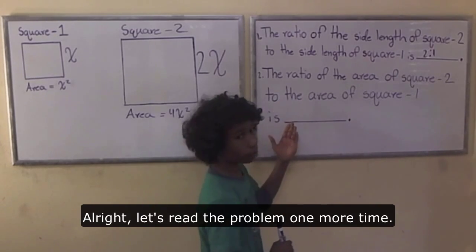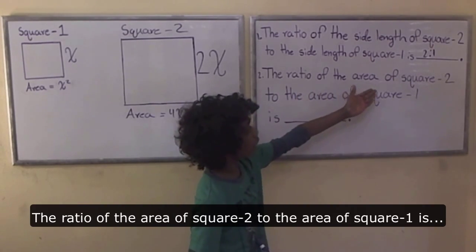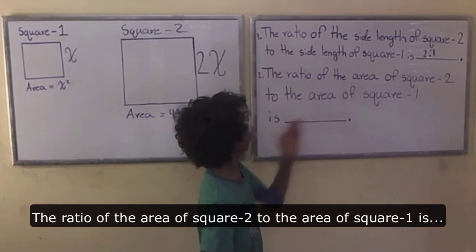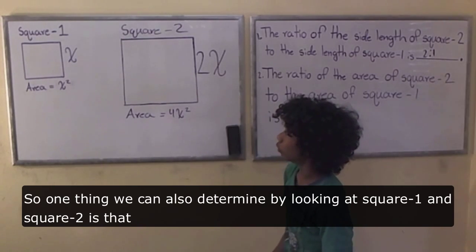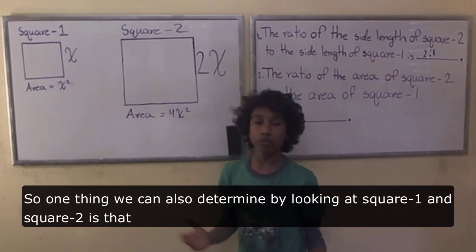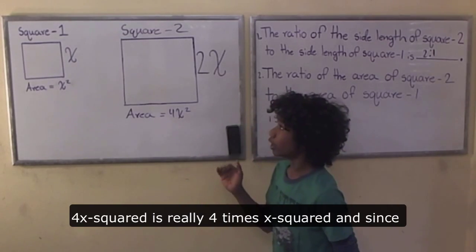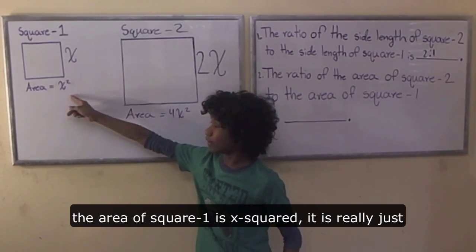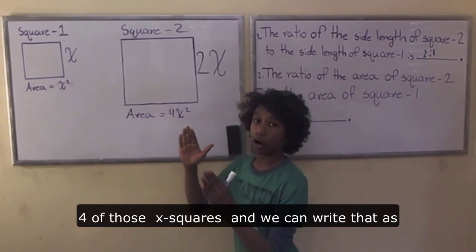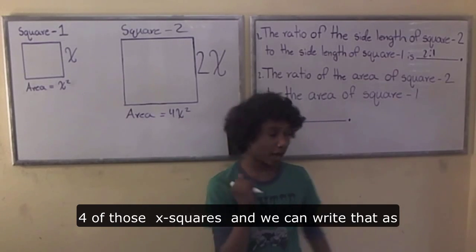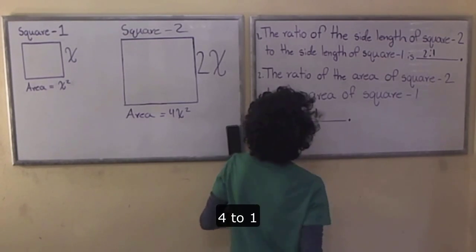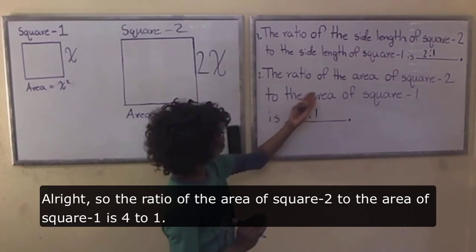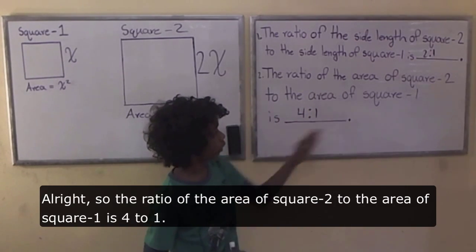Alright, let's read the problem one more time. The ratio of the area of square 2 to the area of square 1 is. So, one thing we can also determine by looking at square 1 and square 2 is that 4x squared is really just 4 times x squared. And since the area of square 1 is x squared, it's really just 4 of those x squareds. So we can write that as 4 to 1. Alright, so the ratio of the area of square 2 to the area of square 1 is 4 to 1.